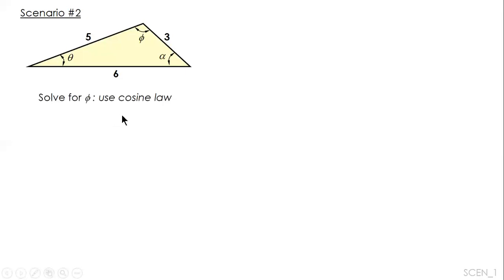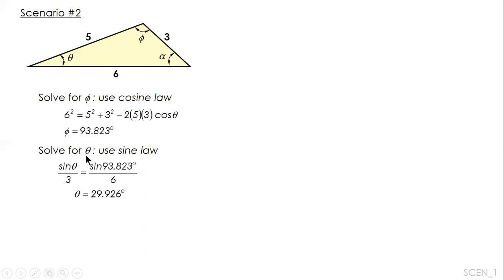Okay, for the second scenario, I will start with phi. Scenario number one, I started with theta. I will start with phi, and again, I will use cosine law. Since this is the angle involved, its opposite side will be on the left side of the equation. And I have 93.823. And then next, I will solve for theta using sine law.